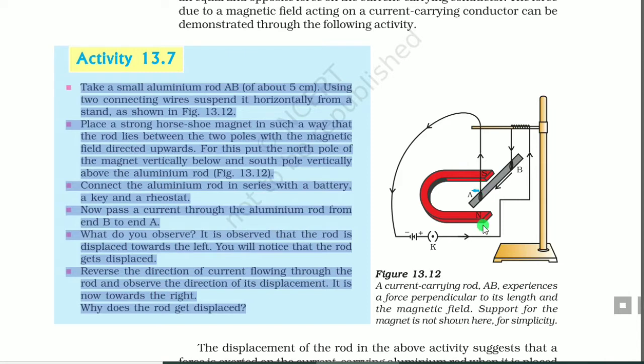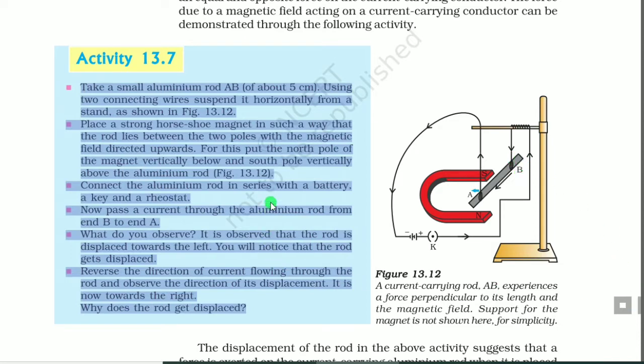What is the magnetic field direction here? It is north to south. And in this figure the conductor is lying horizontally. According to the figure you cannot assume that it is horizontal, but just consider it horizontal, hanging between the south pole and north pole.